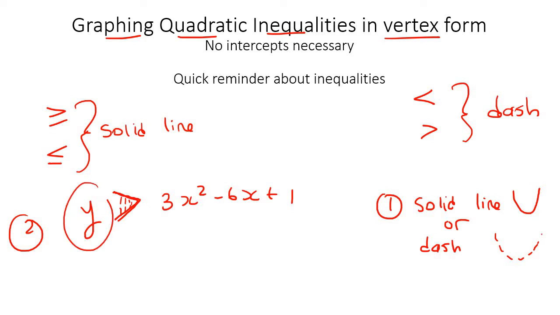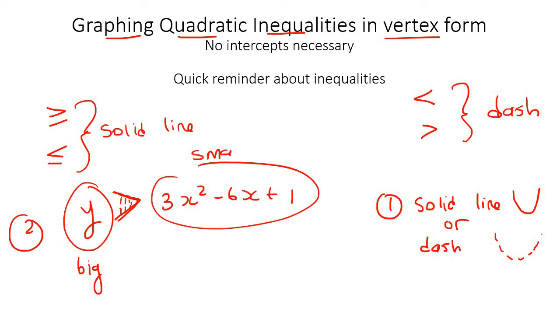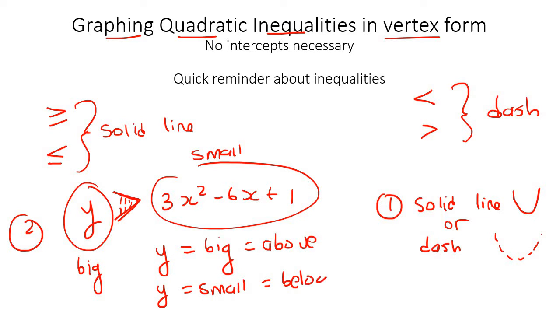So what that means is that the y is the big side, and this here is the small side. Because remember, this crocodile is extremely hungry, so it's looking for the big food, because maybe it's not going to have food for another 3 or 4 days. So when the y is the big one, you're going to shade above. When the y is the small one, you're going to shade below. It's as simple as that.